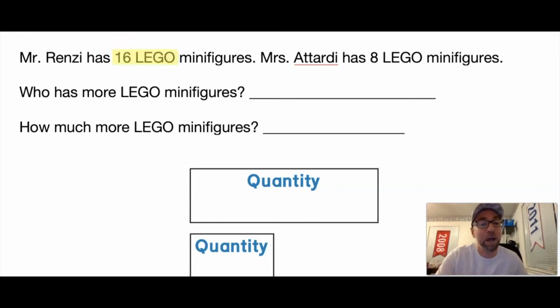Now that's not true. I have a lot more. Mrs. Attardi has 8 Lego minifigures. That's probably not true either. She probably doesn't have any.